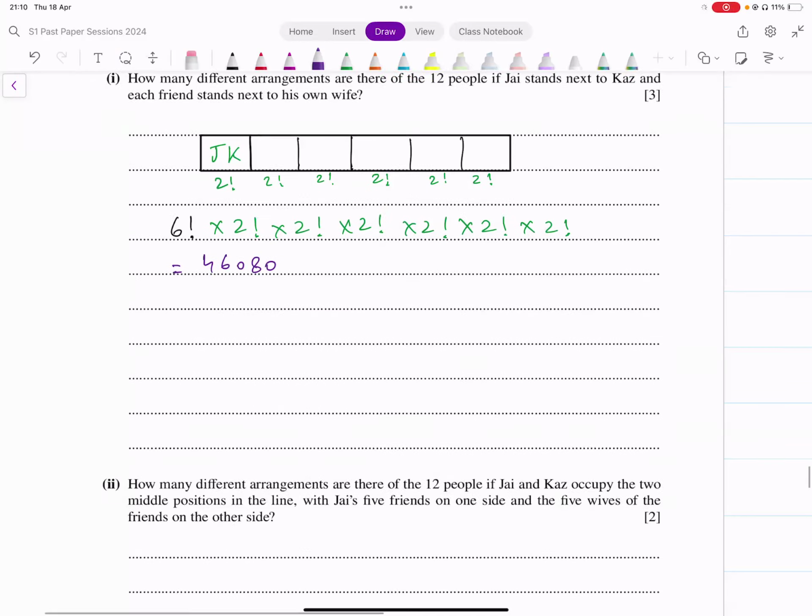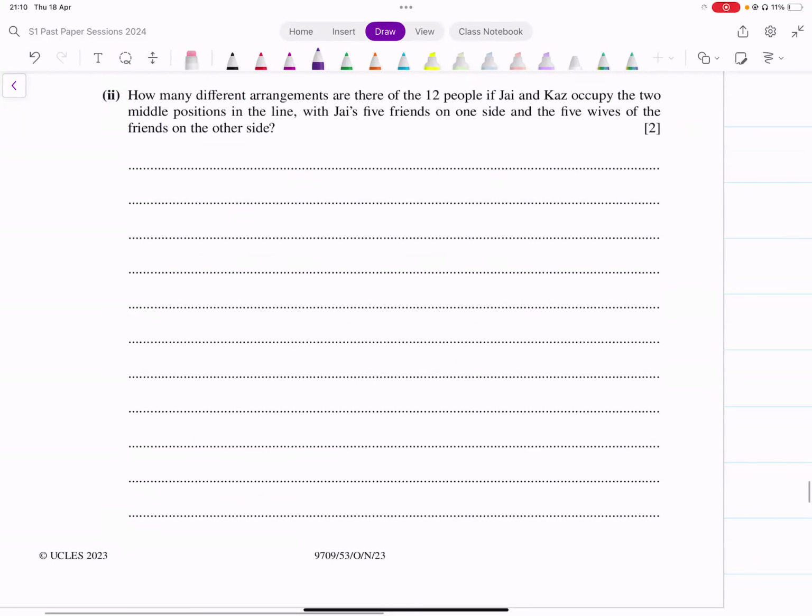Okay, now it says how many different arrangements are there for the 12 people if J and Kaz occupy the 2 middle positions in the line with the 5 friends on one side and the wives of the friends on the other side. And we don't know which side the friends are going to be and which side their wives are going to be in. Okay, now let's think about this. So again, we have 12 places in total, right?